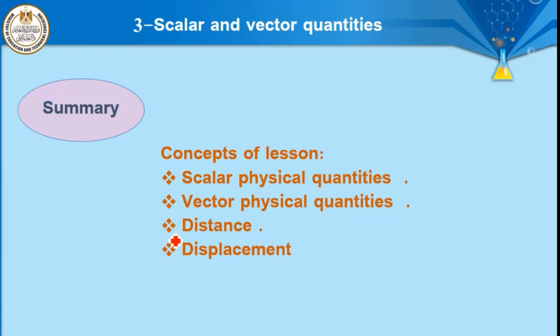Distance is the actual path or length covered by the object in its motion from the starting point to the ending point. While displacement is the distance covered by the object in a certain direction from the starting point to the ending point.